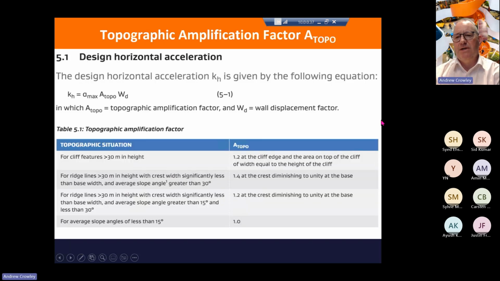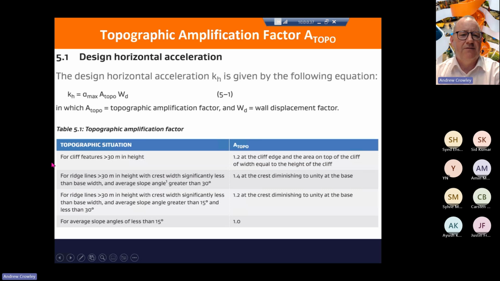A couple of parameters you need to know about in the worked examples. The first one is the topographic application factor, A topo, and this is from the MBIE guidelines. And your KH factor, which we've mentioned before, is the product of the acceleration and the A topo factor multiplied by the WD. So what's that WD? Well, we'll come across that in the next slide.